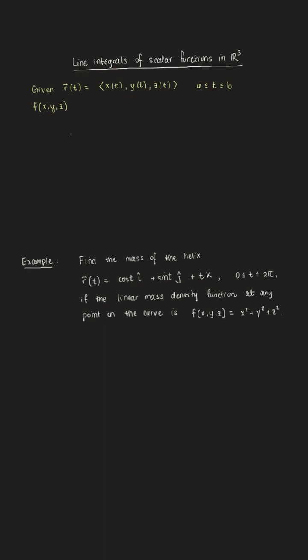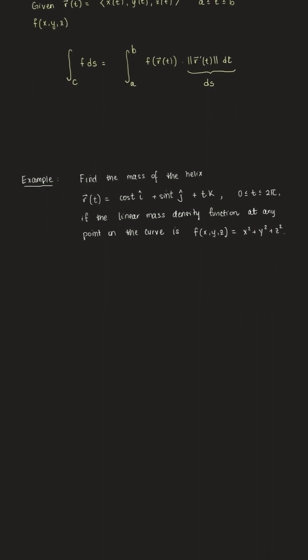So the line integral over our curve C of our function is equal to the integral from t equals a to t equals b of our function evaluated at each point on the curve, times the speed, times a little time differential, and we know that this magnitude of r prime of t dt is our arc length differential ds.